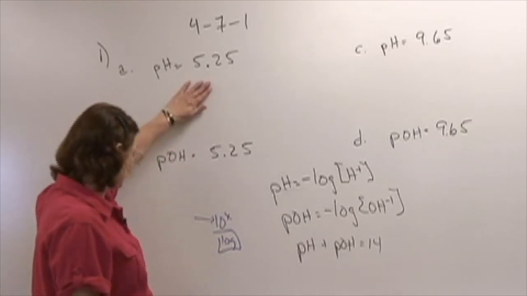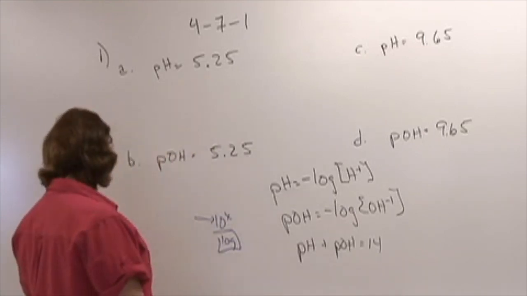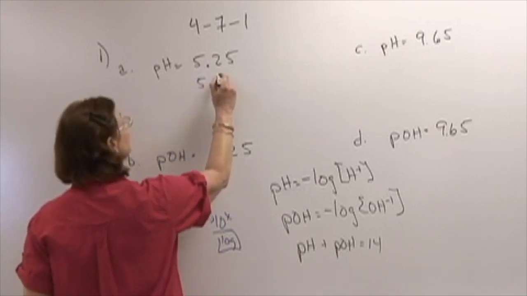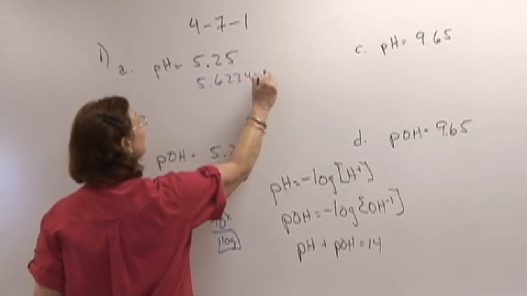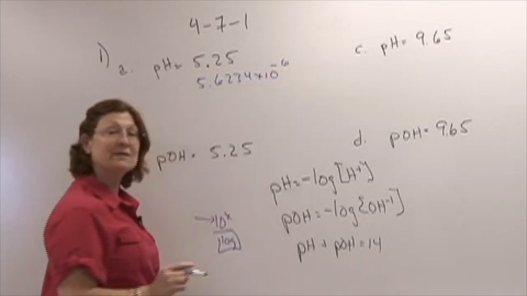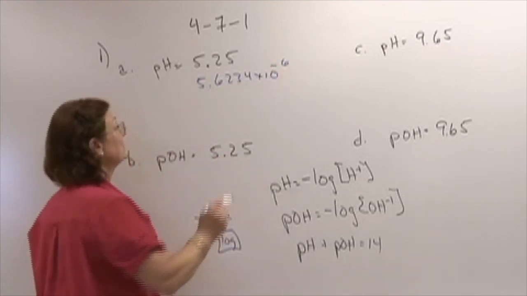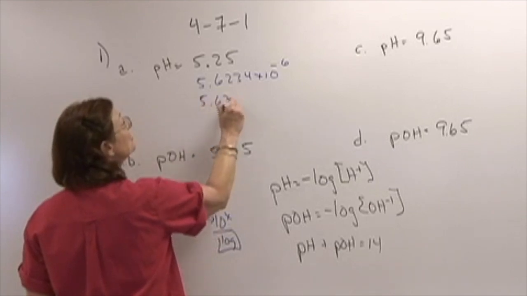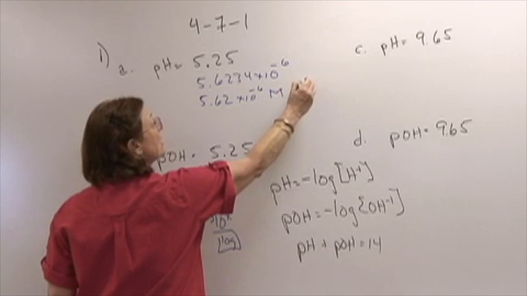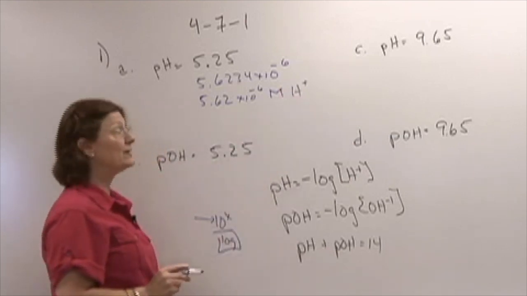So I make this number negative, and then I press the inverse log, and I come out with 5.6234 times 10 to the negative 6th. And all of these numbers we are going to take to the hundredths place. So it's going to be 5.62 times 10 to the negative 6th molar hydrogen ion concentration, or hydronium.